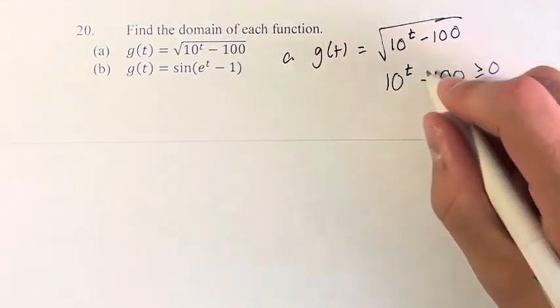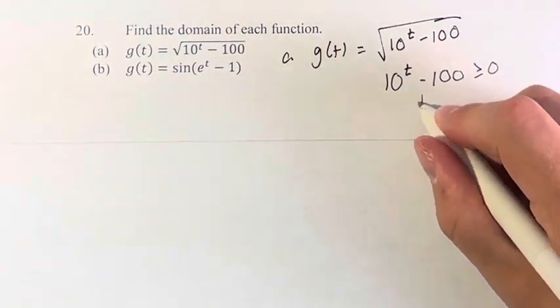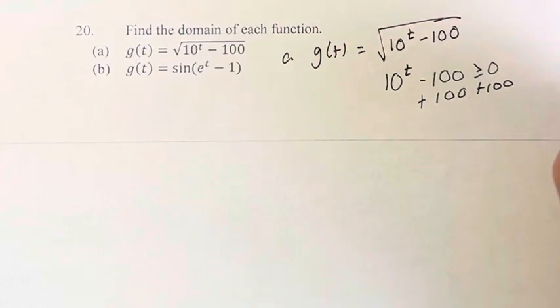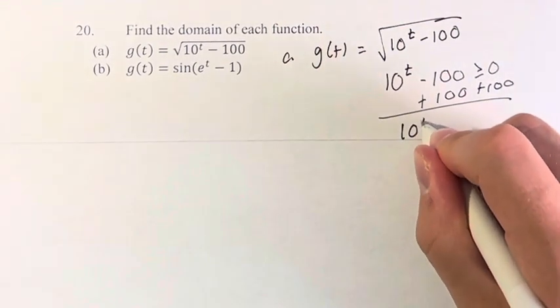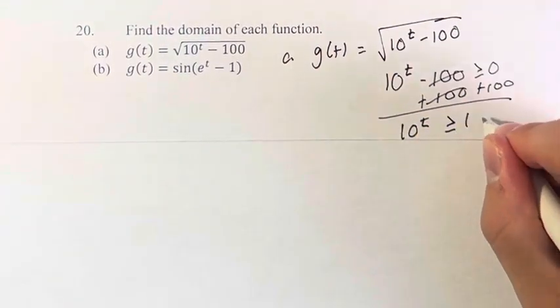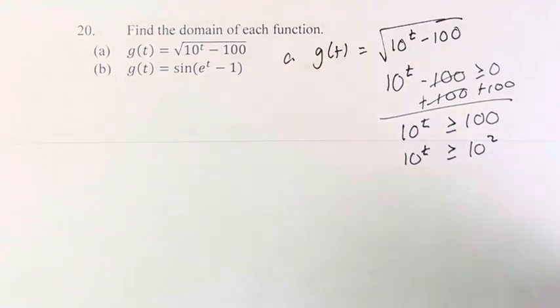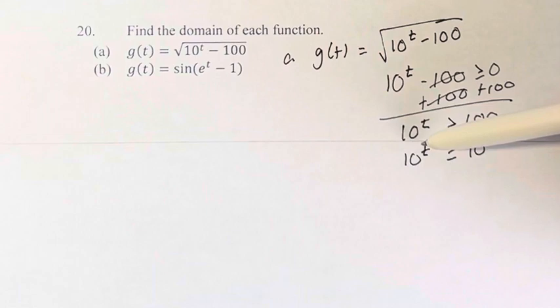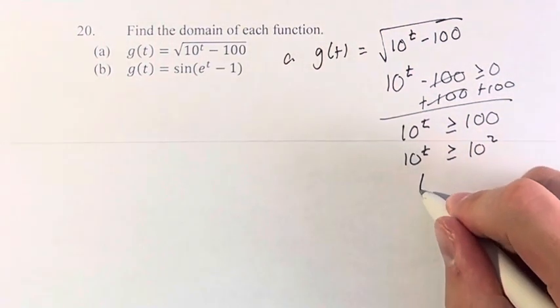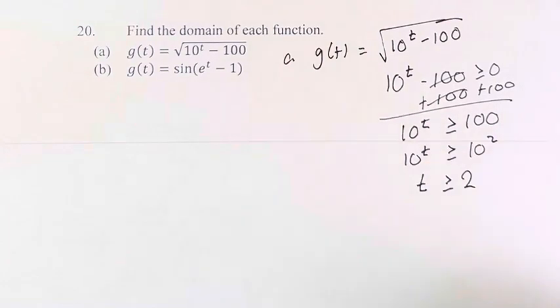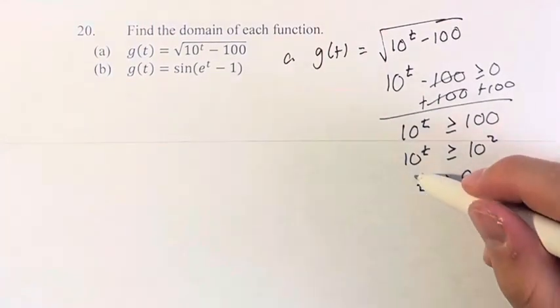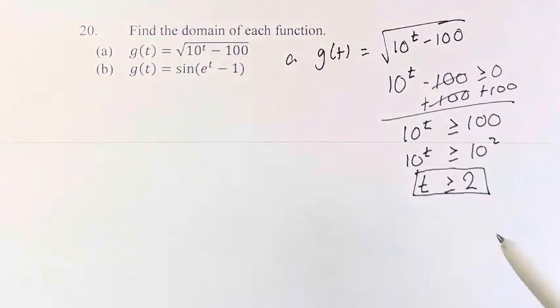Therefore, if we solve for t, we get our domain restriction. Adding 100 to both sides, 10 to the t has to be greater than or equal to 100. 100 is equal to 10 squared. If 10 to the t has to be greater than or equal to 10 squared, right, the exponent t has to be greater than or equal to 2. So this is the restriction on the domain. T has to be greater than or equal to 2.